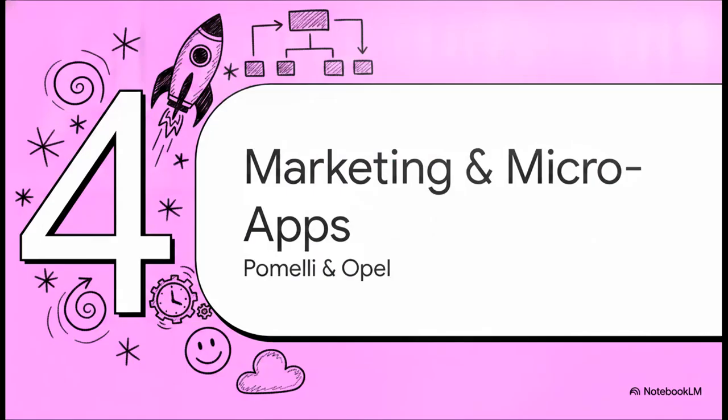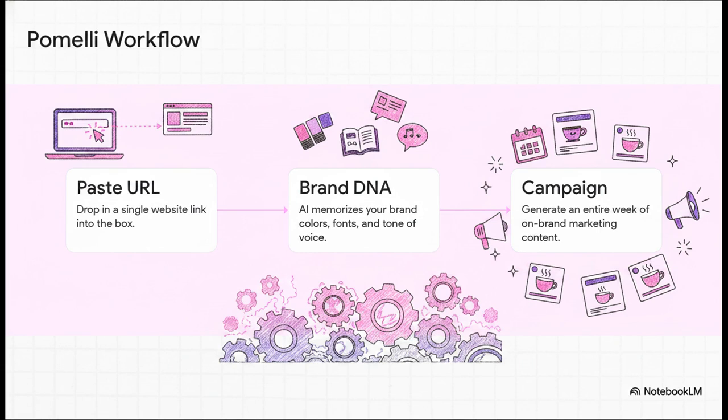Which brings us to section 4, instant marketing and micro apps. Say hello to tool number 5, Pomeli, and tool number 6, Opal. Okay, you've got your product, your website is up, your tools are built, you've done the hard part. But now you've got to market the thing and automate your day-to-day workflow without burning out or paying a fortune to an agency. Enter tool number 5, Pomeli. It looks deceptively simple, but it is wildly powerful. Think of it as an entire marketing agency stuffed into a box.